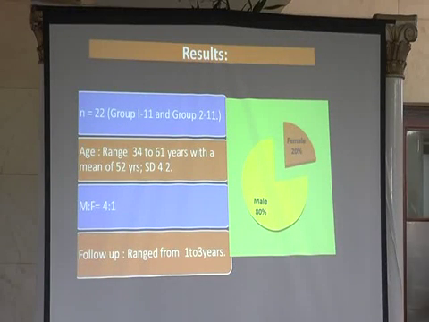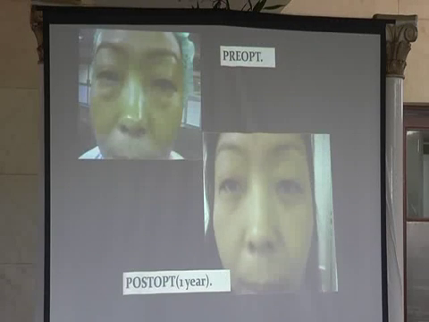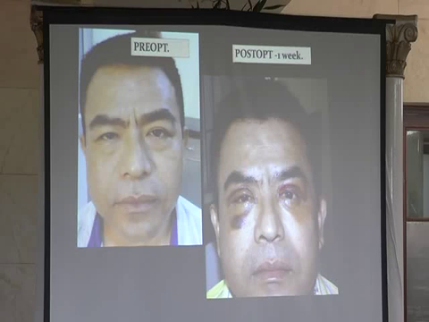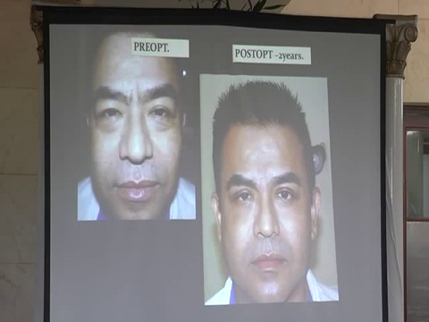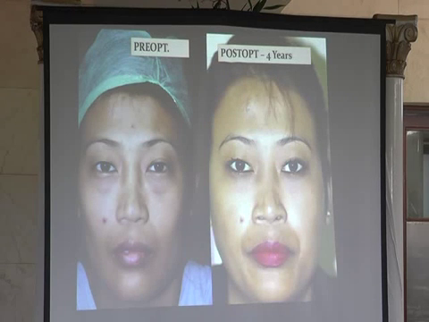So in our 22 patients divided into two groups, the mean age was 52 years plus minus 4.2 standard deviation. There were more females than males with a maximum follow-up period of 3 years. So these are some of the patients undergoing the lower lid blepharoplasty. You can see here, in every patient, subperiosteal fat has been transposed, and you could see the teardrop deformity has been taken care of. There's another lady undergoing a teardrop deformity correction with a subperiosteal fat transfer.